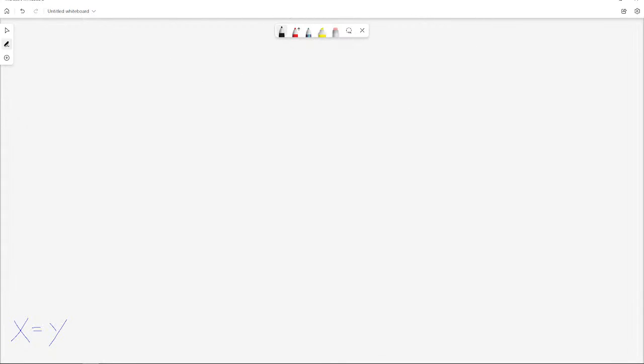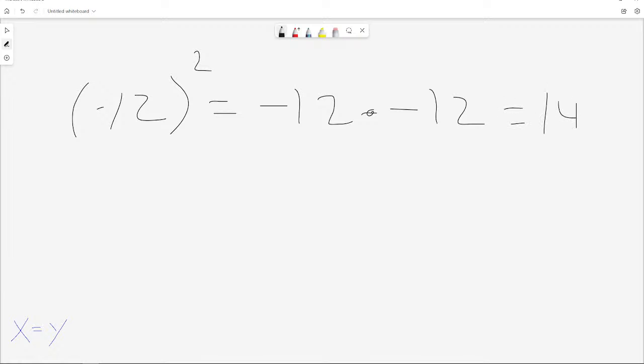So what if we saw this? What would we have here? Since it's in parentheses, we have negative 12 times negative 12. Two negatives multiplied equal positive. 12 squared is 144. So when we see the exponent as being a 2, we can say it's squared. When we see the exponent being a 3, then it's cubed.